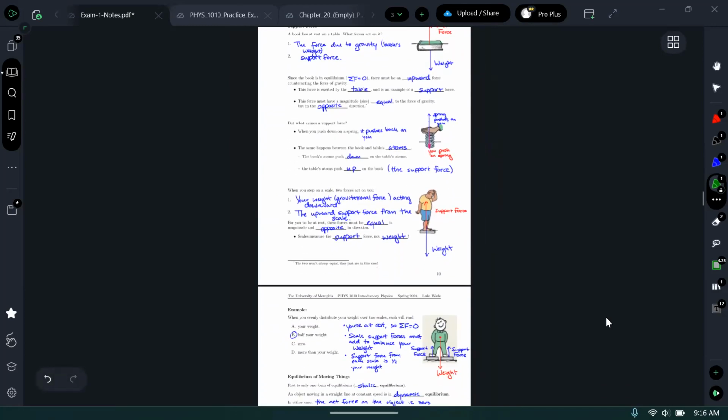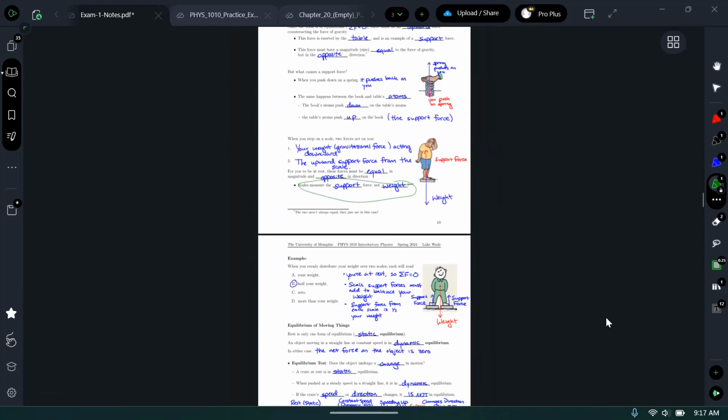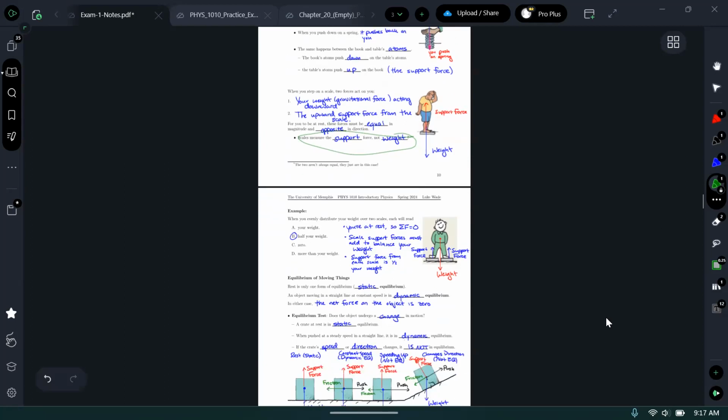As we go on, support force is what is measured by a scale. Scales measure support force, not weight. And the only reason that the number happens to be the same as what we think of as our weight is because we are in equilibrium most of the time when we're standing on a scale. But if for whatever reason we're accelerating, we jump on the scale or even just quickly squat down or stand up, that is not true, and the scale reading changes even though our weight does not change.